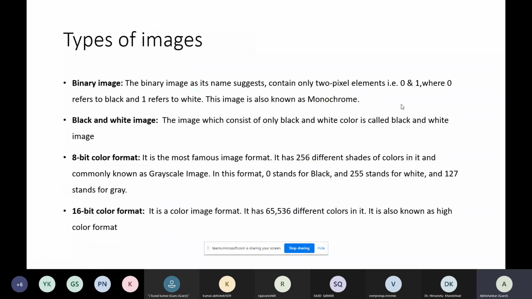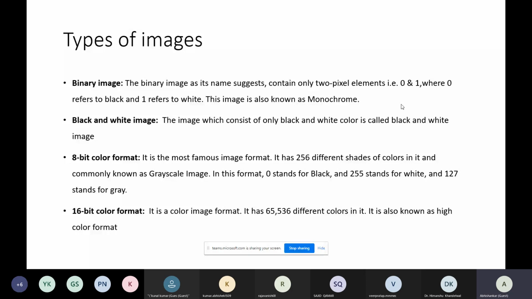Then there are the 8-bit format and the 16-bit format. In the 8-bit format we have 256 different shades, known as grayscale images. In this format, 0 stands for black, 255 stands for white, and 127 stands for gray.